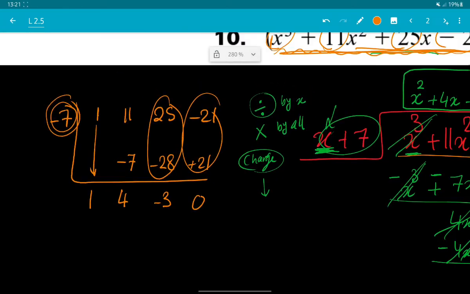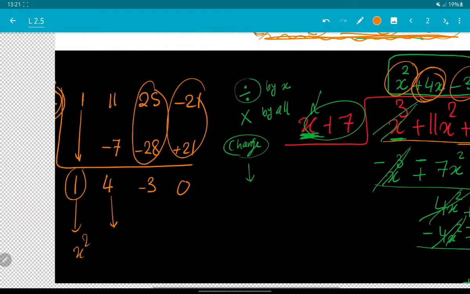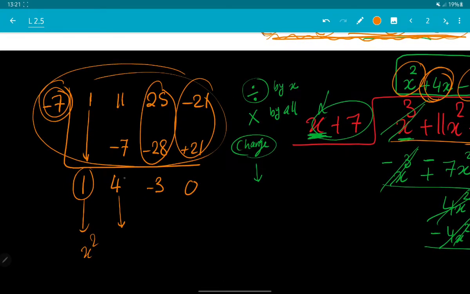Can you remember the answer of the first question? x power 2 plus 4x minus 3. Can you see? This is with x power 2, and 4 with x, and negative 3 is here. So this method gives you the coefficients that you need.